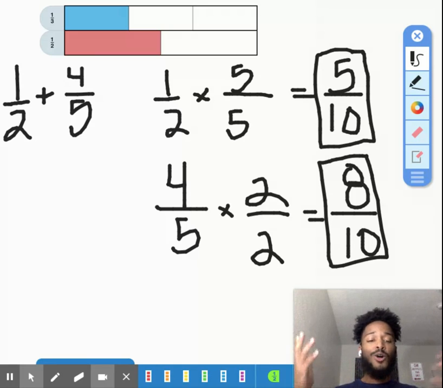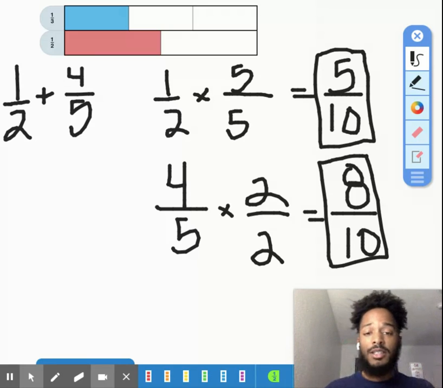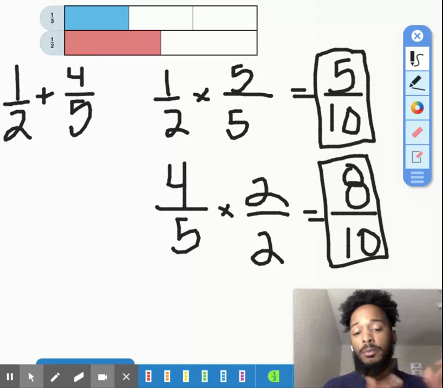All right, ladies and gentlemen, I hope that this little model helped us understand how to add fractions with unlike denominators using multiplication, or creating an equation using multiplication.